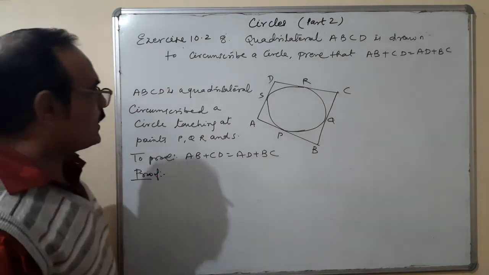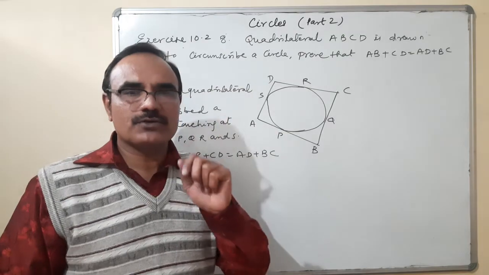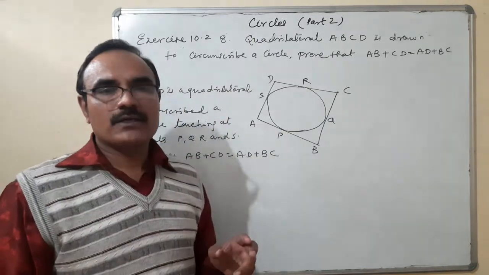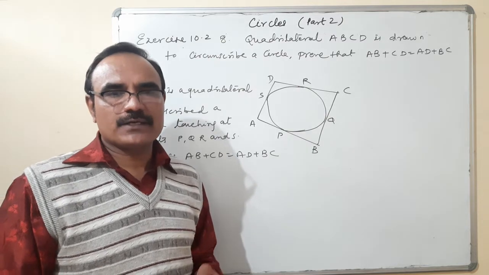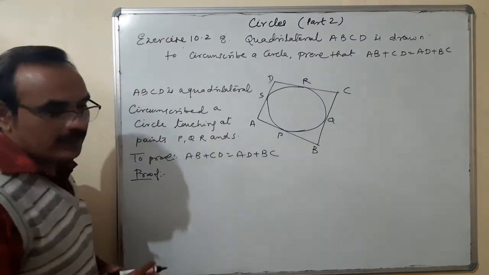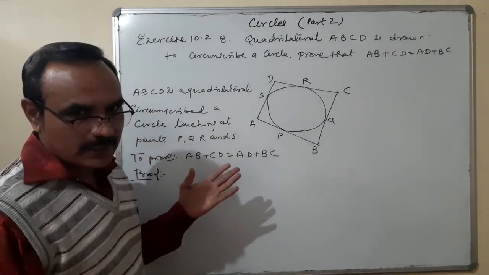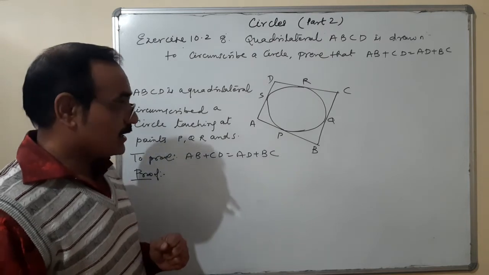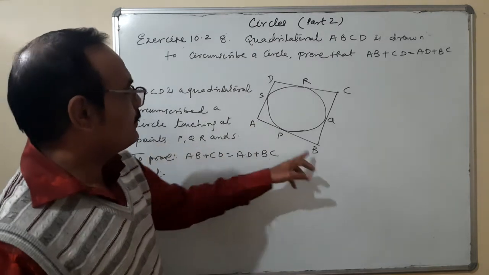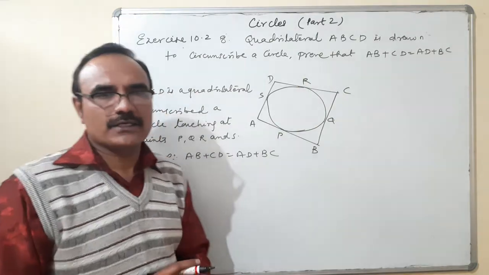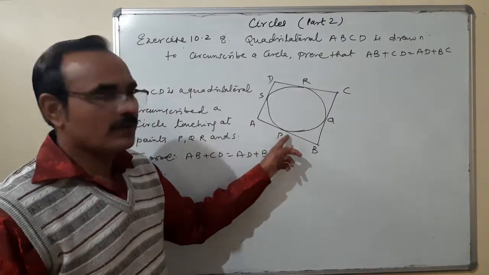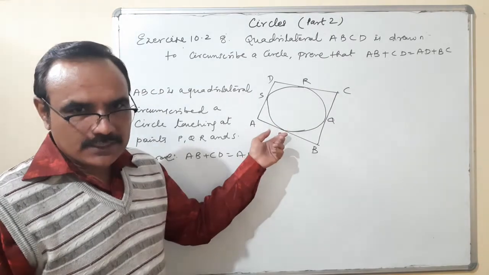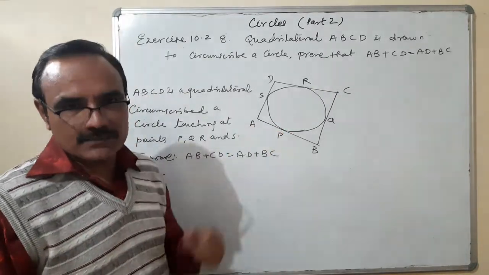As I told you for exercise 10.2, remember these two theorems. Theorem 10.2 says the lengths of tangents drawn from an external point to a circle are equal. Here you are seeing some tangents and external points. Yes, there are 4 external points: A, B, C, D. And the length of a tangent means the distance from the external point to the point where the line touches the circle.